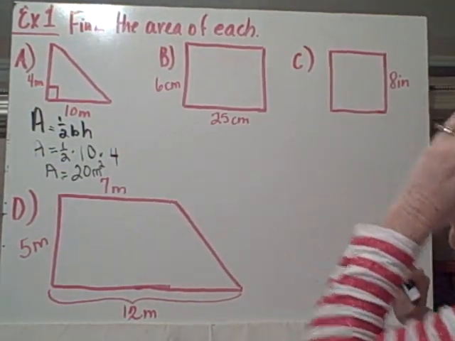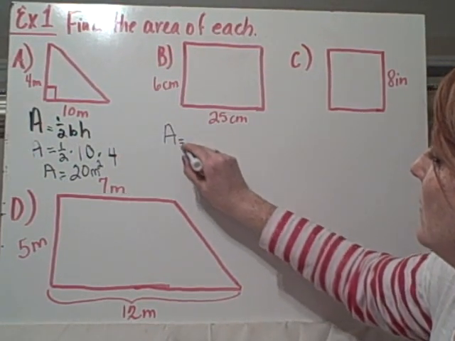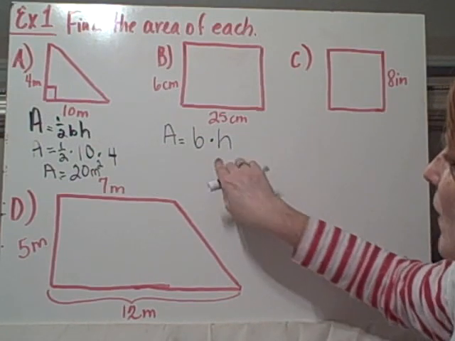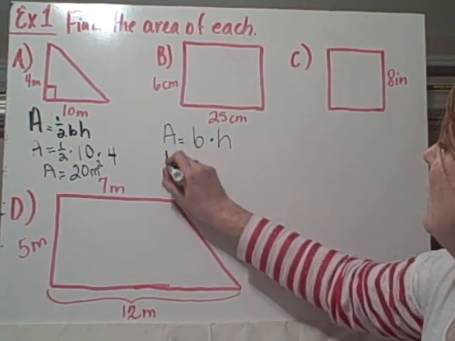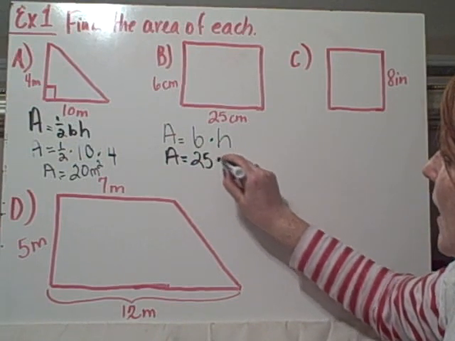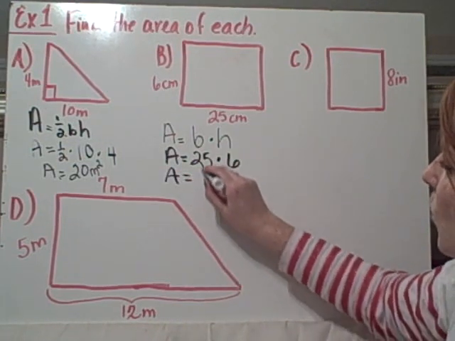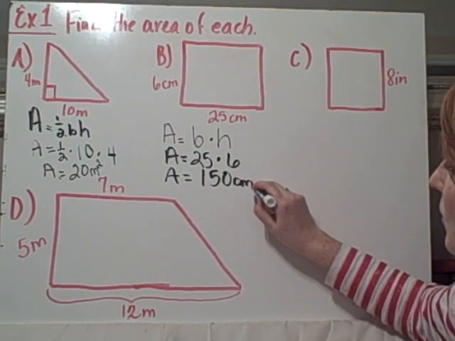Moving on to picture B, we have a rectangle. So you can use any of those 2 formulas. I like to use base times height because I use base times height in my triangles, and they are related. The area is then equal to the base, which is 25, times the height, which is 6, and our area is 150, and we're in centimeters, centimeters squared.